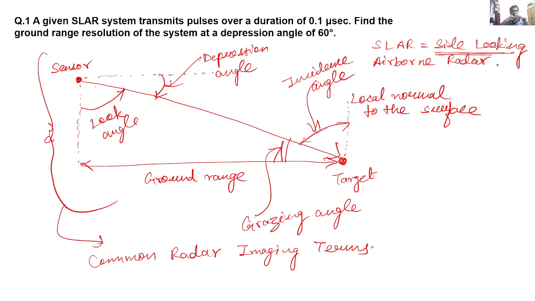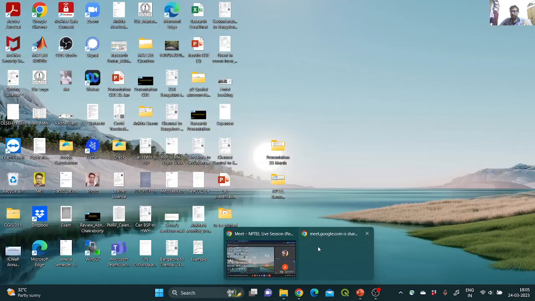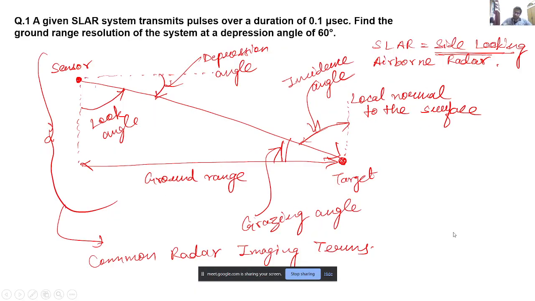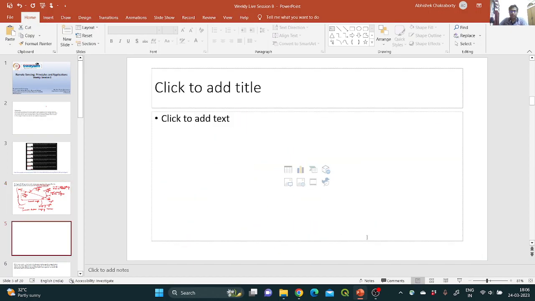So let's try to make a similar schematic for the diagram. The depression angle is given as 60 degrees. The question states that the pulse duration is 0.1 microsecond, meaning 0.1 times 10 to the power minus 6 seconds, and the depression angle is 60 degrees. So let's try to plot it just to visualize it better.